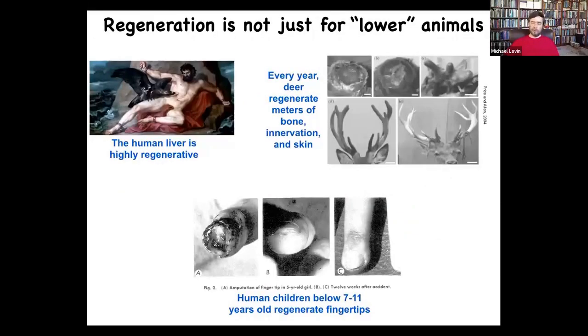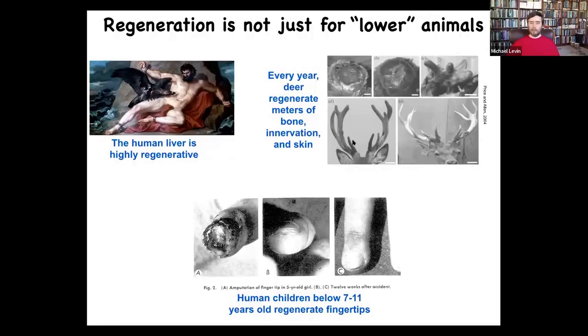By the way, this isn't just for worms and amphibians. Humans can do this somewhat, and mammals can do it. So we regenerate our livers. Human children regenerate their fingertips, and antlers in deer, which are a large adult mammal, grow back every year at a rate of 1.5 centimeters of new bone. So this kind of ability is not something that mammals couldn't do.